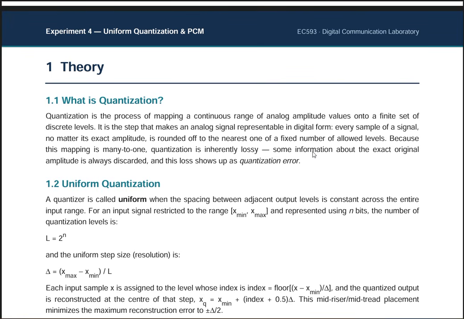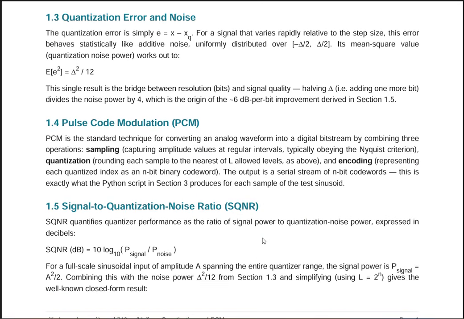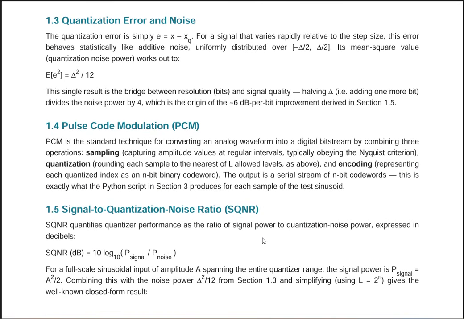Now let's talk about the error. The quantization error can simply be written as e equal to x minus xq, where x is the original sample and xq is the quantized sample. The important thing to understand is that if we increase the number of bits, the step size becomes smaller. So the quantized signal becomes closer to the original signal. The quantization noise power is approximately delta square divided by 12.